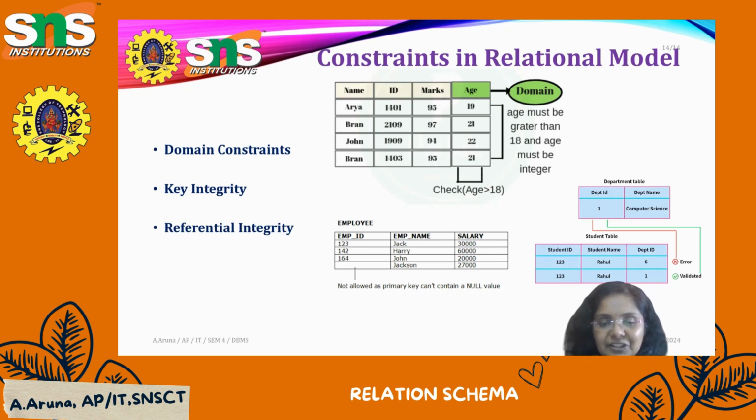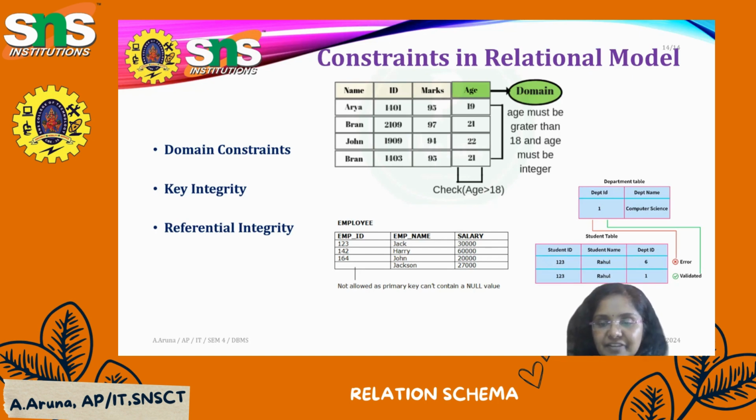Next thing is the key constraint. Key constraint is nothing but, here you have an employee ID, employee name, and salary. For example, employee ID, I can set as a primary key, which means we have to give some key value over here. If we don't give the key, it will not accept the value, because if you are setting it as a primary key, it will not accept a null value. This type of integrity we can call key integrity.